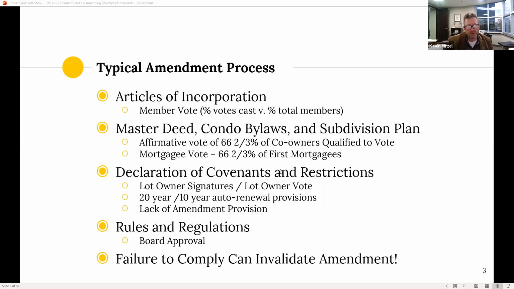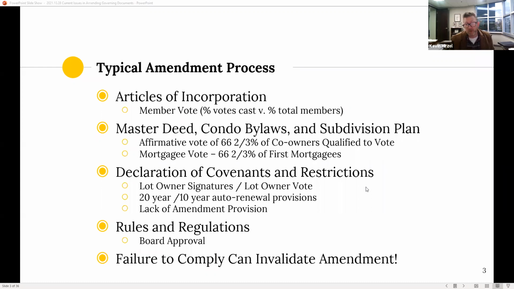And some declarations don't have amendment provisions at all. If you are in a community that does not have an amendment provision in the declaration, it's possible that it requires a unanimous vote of everybody in order to amend that document. And then lastly, as I had mentioned, the rules and regulations almost always simply require board approval, although there are limitations on what they can do.